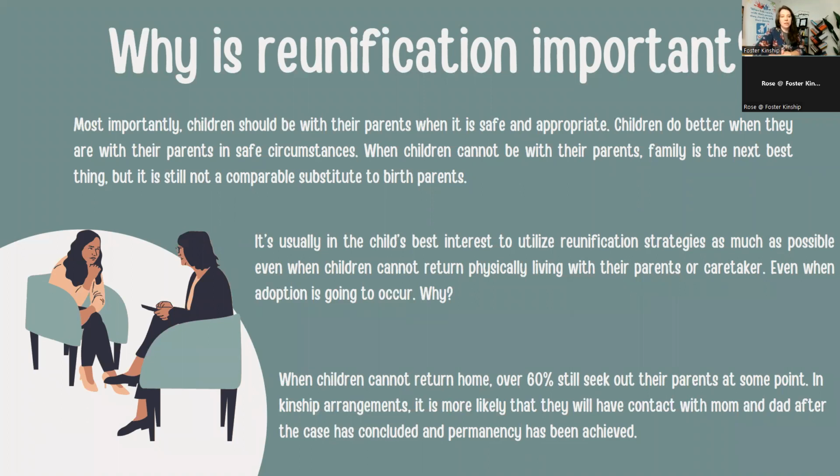And like Trista has already said, and we've mentioned about relational permanency, 60 to 70% of kids will still seek out their parent at some point, even if they can't return home. Oftentimes, if there's not an open relationship between the child and the child's caregiver, adoptive parent, kinship family, or guardian, they may feel like it's not safe to ask their questions about their birth parents, or about reconnecting. And so a child may feel like they have to do that in secret, and they may do it once they hit 18 and have more autonomy to seek out that family.